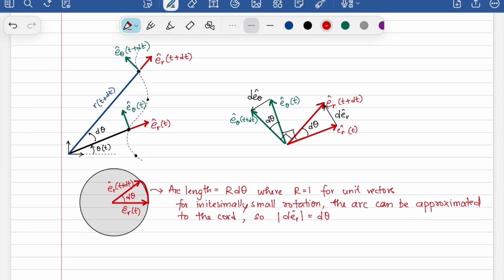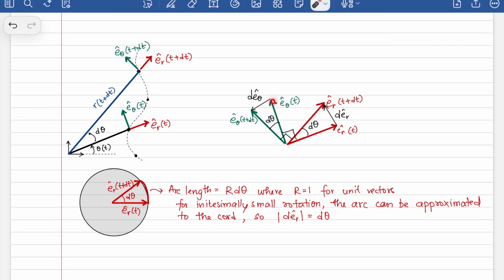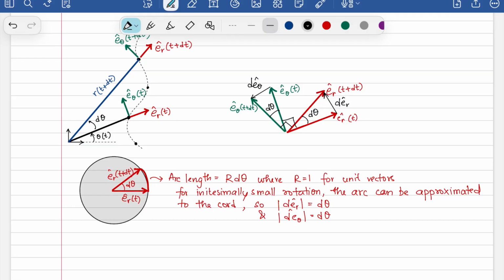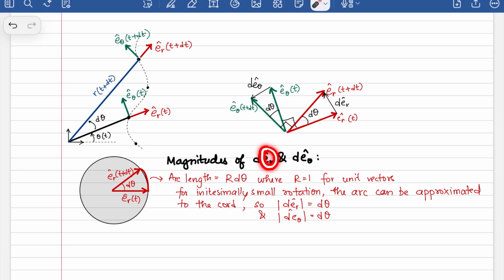Extending this idea to e_theta hat rotating by d theta to get to this point, the magnitude of this is also equal to d theta, simply because this is the angle subtended between these two rotating vectors. So at this point, we have defined the magnitudes of the changes, that is de_r hat and de_theta hat. And what about the vector in itself? First, this here is a unit vector, e_r hat, but de_r hat is not a unit vector.